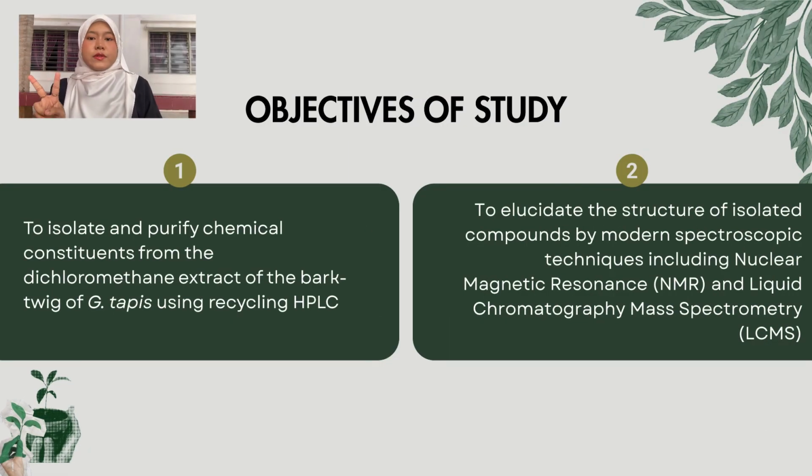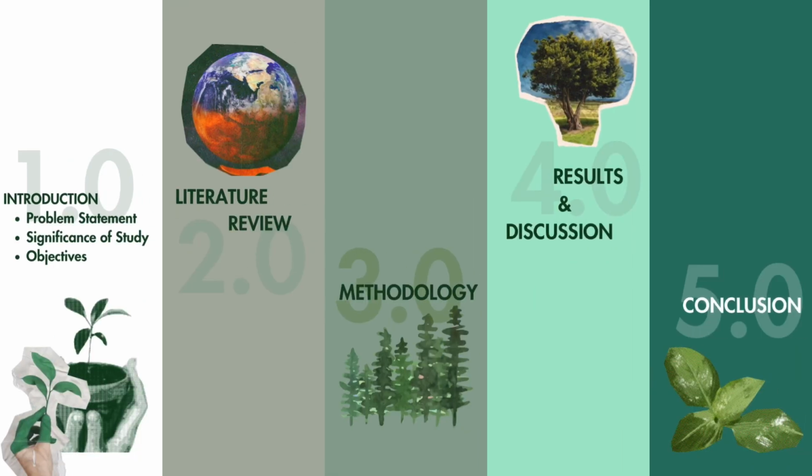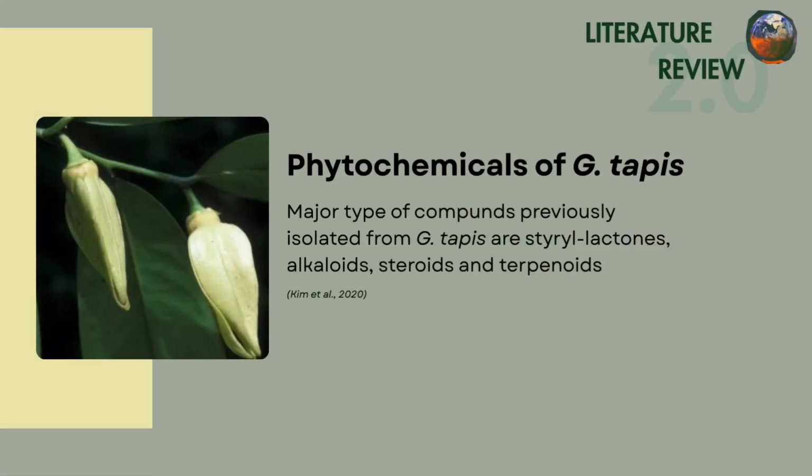There are two objectives that I aim to achieve by conducting this study. Firstly, to isolate and purify the chemical constituents from the dichloromethane extracts from the bark-twig of Goniothalamus by using recycling HPLC, and secondly, to elucidate the structure of isolated compounds by using modern spectroscopy techniques such as NMR and also LCMS. In chapter 2, I'm going to talk about the literature review of my study.